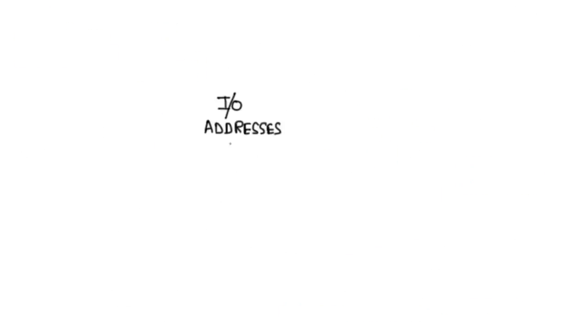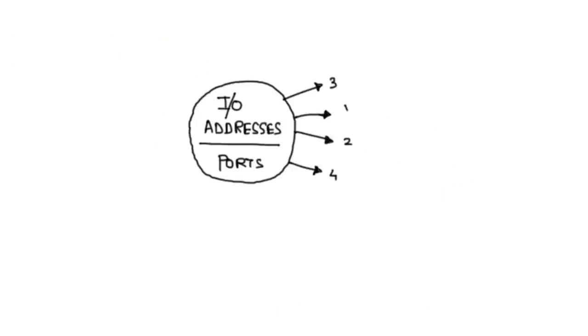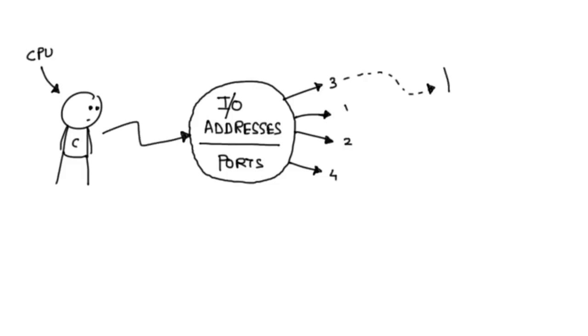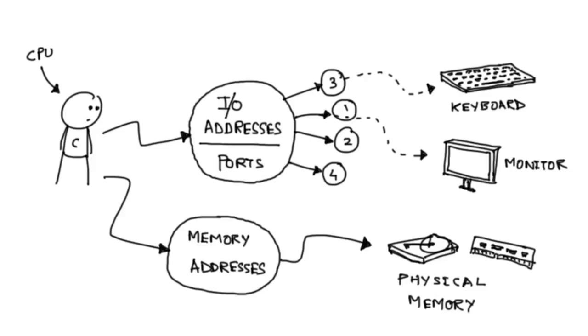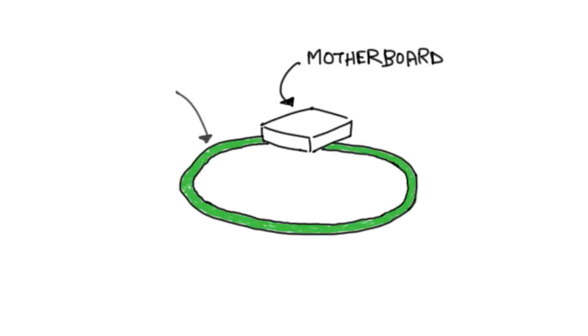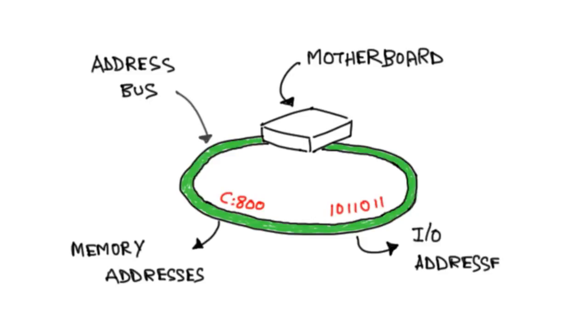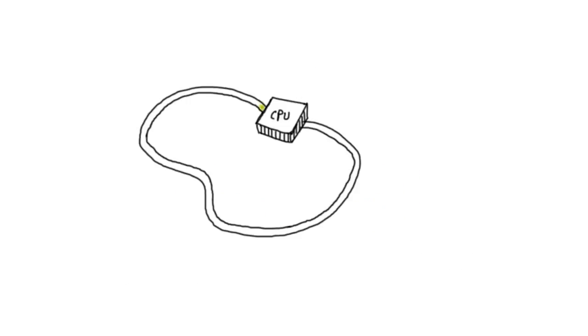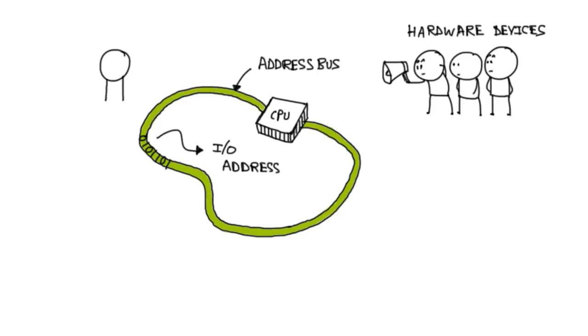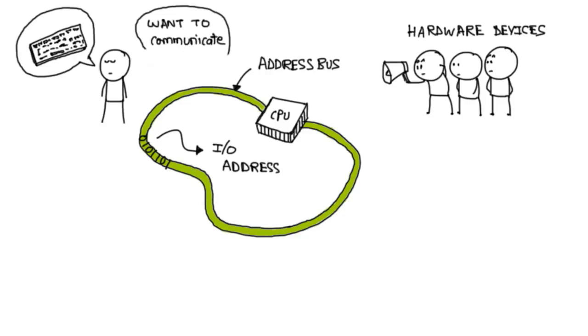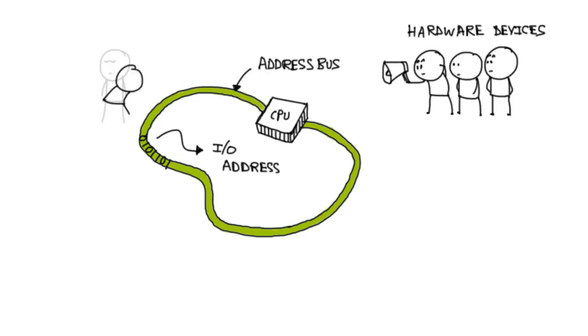Input-output addresses, which are simply called ports, are numbers the CPU can use to access hardware devices in much the same way it uses memory addresses to access physical memory. The address bus on the motherboard sometimes carries memory addresses and sometimes carries input-output addresses. If the address bus has been set to carry input-output addresses, then each hardware device listens to this bus. For example, if the CPU wants to communicate with the keyboard, it will place the input-output address of the keyboard on the address bus.